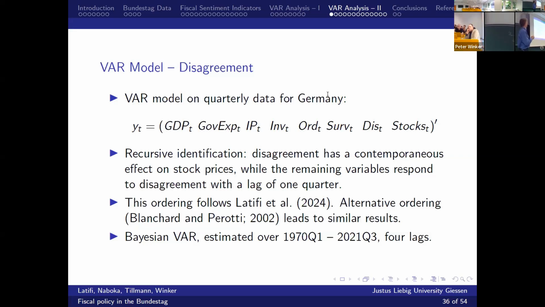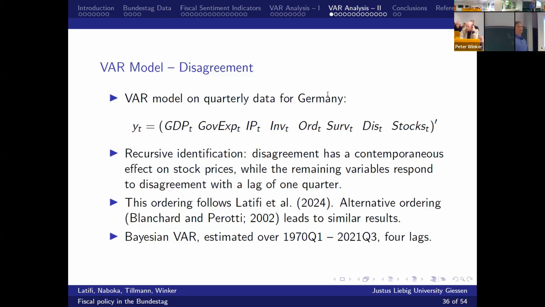Here we use a slightly larger VAR model, also including the stock market, because this is the second paper. So I should have said the first paper is already published in the European Economic Review, and the second paper is currently under revision. The first revision we are doing right now. So here we assume that this disagreement might contemporaneously affect the stock market, which we have seen, but not the real GDP or something in the same period. So that's why we don't order it last, but a little bit earlier.